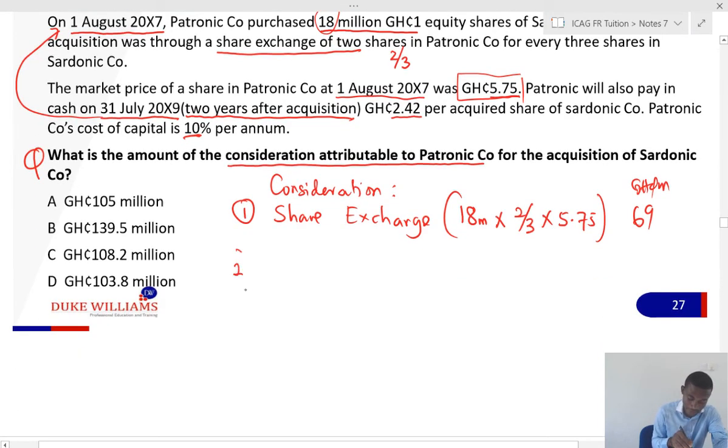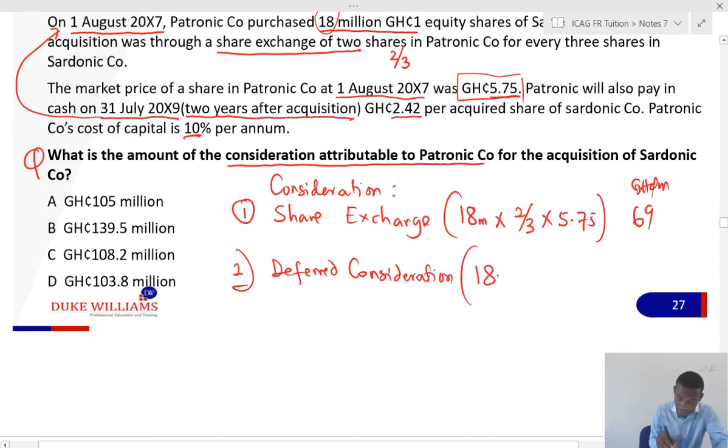Now the second point is the deferred consideration. So we need to determine the present value, and the present value will be the number of shares they have bought times the value they are going to pay, which is 2.42 times the discount factor. Because it's 2 years away, the discount factor will be 1 over 1.1 raised to power 2. So let's quickly do that.